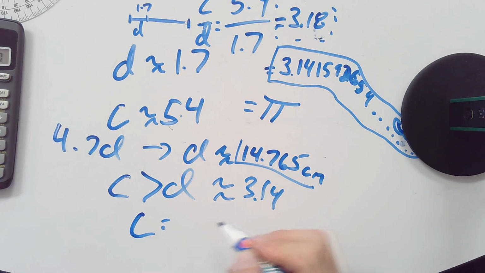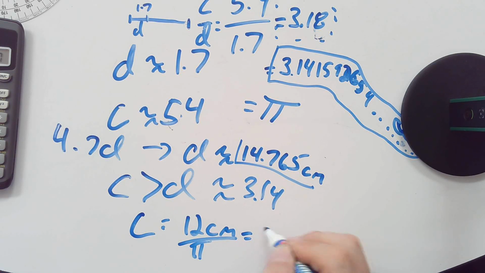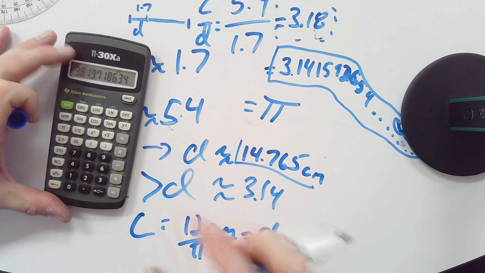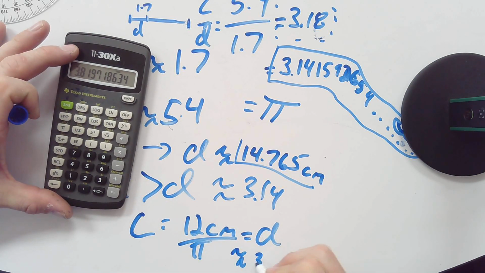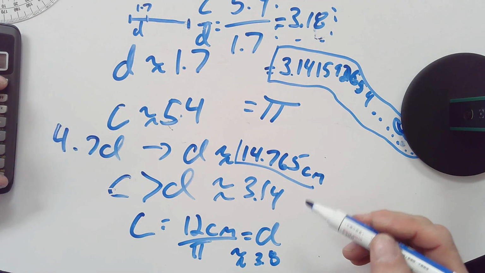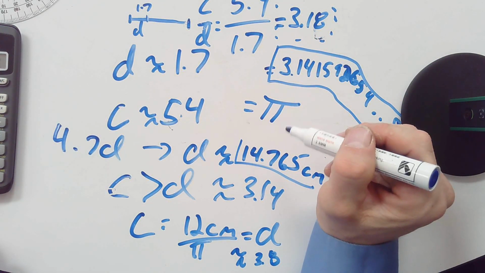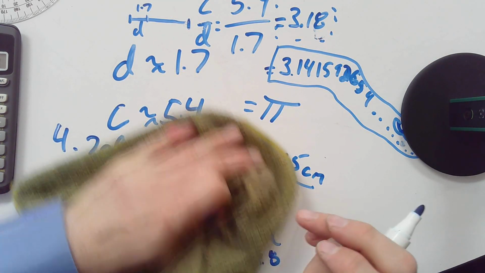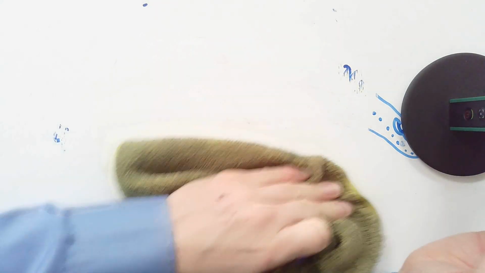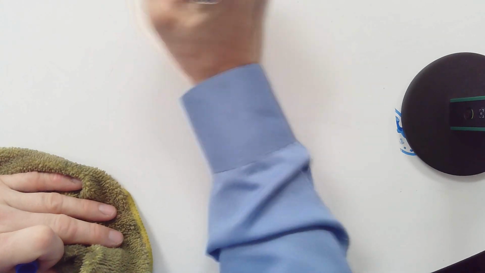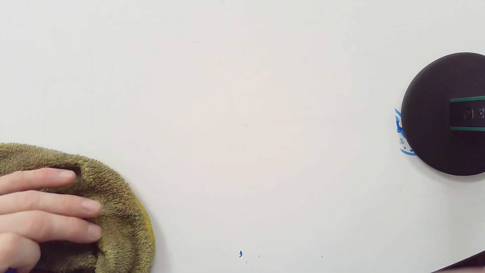Conversely, if I knew that the circumference of something was, we'll say, 12 centimeters, I would divide it by pi, and I would get the diameter. So 12 divided by pi, and I would get approximately 3.8, right? So that is the relationship between pi, the circumference, and the diameter. You can say that pi equals a circle's circumference divided by diameter.